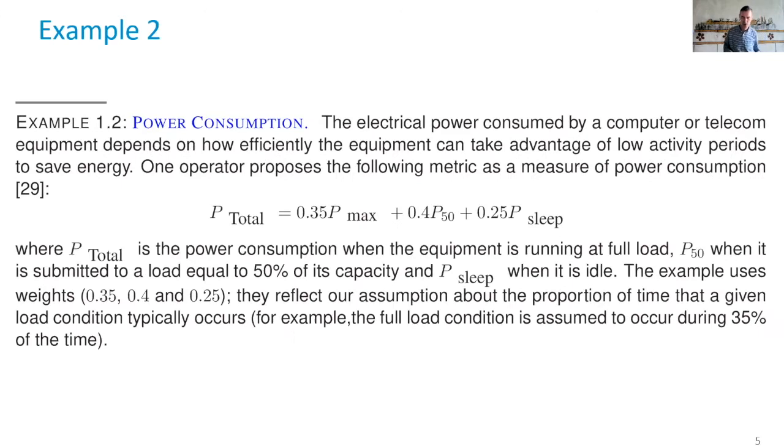Another performance evaluation study resulted in the electrical power consumed by a telecom box being given by a formula of this type. The total power consumption is a factor times P max, the power that this box consumes when it is used at full capacity, plus a factor times P50, which is when it's submitted to a load equal to 50% of its capacity, plus another factor times P sleep, which is the power it consumes when it is idle. So this is the result of a performance evaluation study.